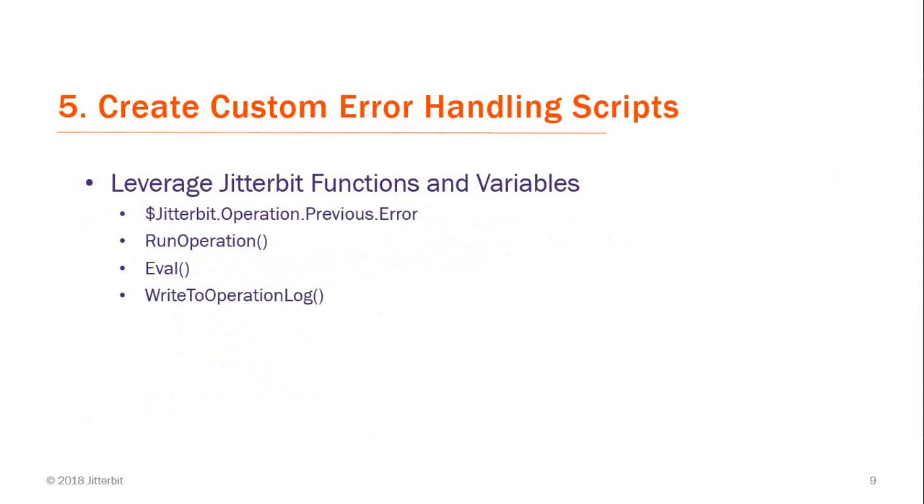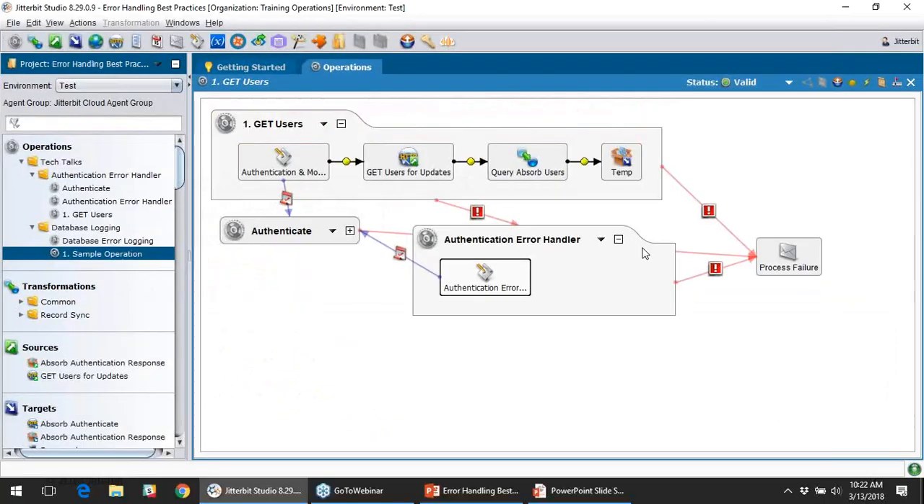You can do things around all 3 of those buckets, whether it's operational errors, endpoint errors, or data validation errors. We've got a whole library of functions and variables available to you. I mentioned some of them already, but for instance, jitterbit.operation.previous.error is one. You've got the RunOperation function where you can create your own custom little workflows. Eval, we'll show you that one. That one's way better to show than try to explain. Things like WriteToOperationLog. But let's go ahead and jump into the Jitterbit Studio.